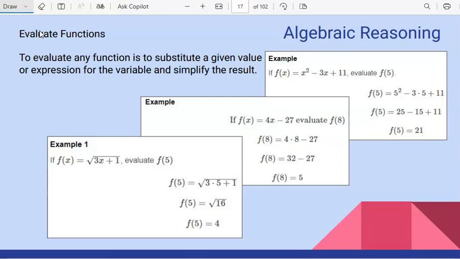Another example, if f of x equals 4x minus 27, evaluate f of 8. This time we're going to replace the x's with an 8. So the answer is 5. Then we're going to evaluate this one. If f of x equals the square root of 3x plus 1, evaluate f of 5. Plug in 5 wherever you see an x. The square root of 16 is 4.